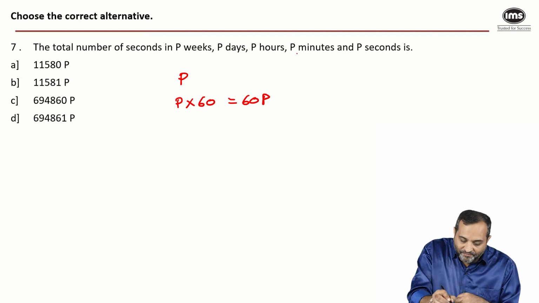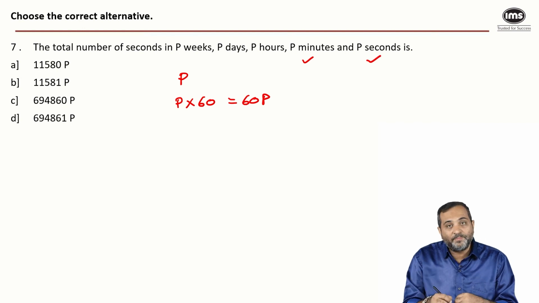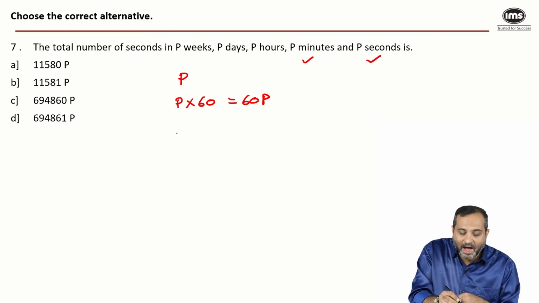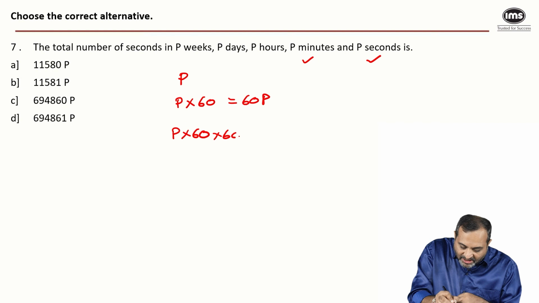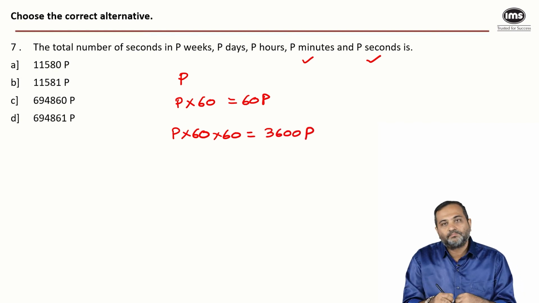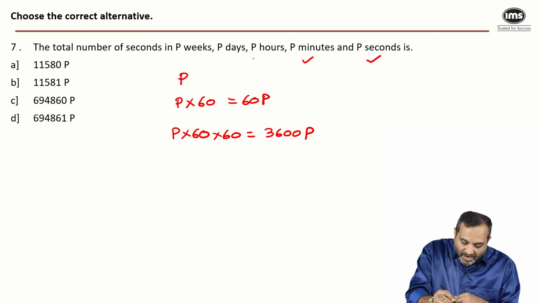Now I have taken care of this and this. I want P hours. How do I convert hours? P hours is, can I say 60 minutes? And 60 minutes I will have to multiply by 60 again. So this will give me 3600p. P hours taken care of.